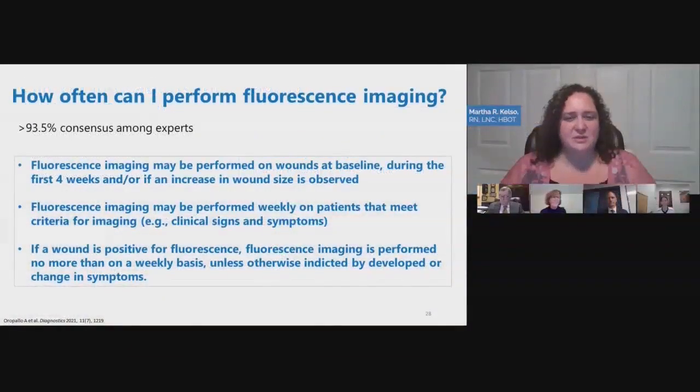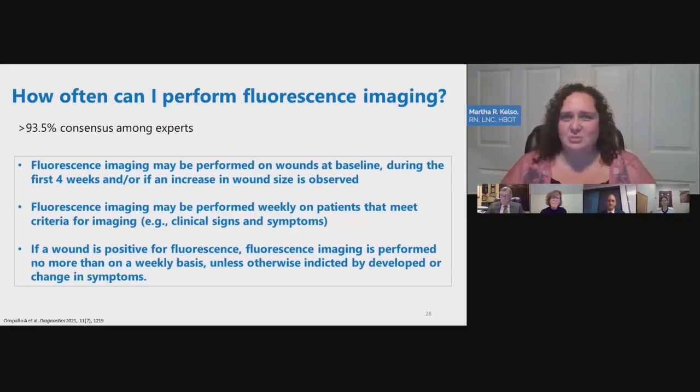One of the questions that was proposed to our Delphi panelist members was how often they could perform fluorescent imaging. And 93.5% of the time, the expert panelists concurred that they should perform it in the following manners. So fluorescent imaging could be performed on wounds at baseline. We want to know what we're dealing with when we see the wound the first time. So for sure at baseline, but also during the first 4 weeks, or if there's an increase in wound size observed. These are all things that we would worry about or suspect that there may be bacteria present, even if there are no clinical signs and symptoms of infection.